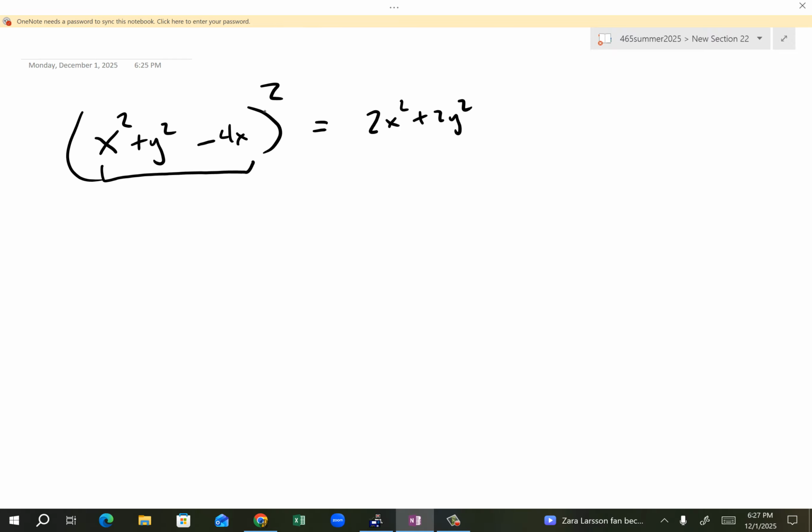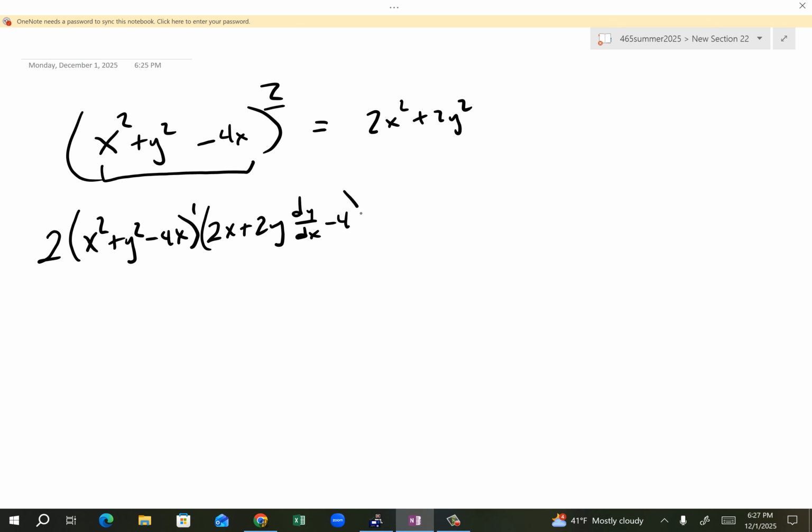Hey, this is a chain rule. It's a function in a function. So 2x squared plus y squared minus 4x to the first, times 2x plus 2y dy/dx minus 4 equals 4x plus 4y dy/dx. And you're like, Groom, this looks ugly. Yeah, a little bit. Is it going to be hard to do? It's not going to be fun. Am I going to have to distribute this out? Yeah. Do I want to? I don't really. But I'm just going to man up and do it.